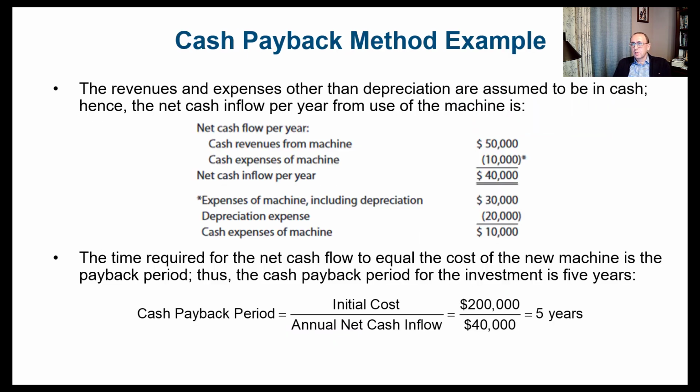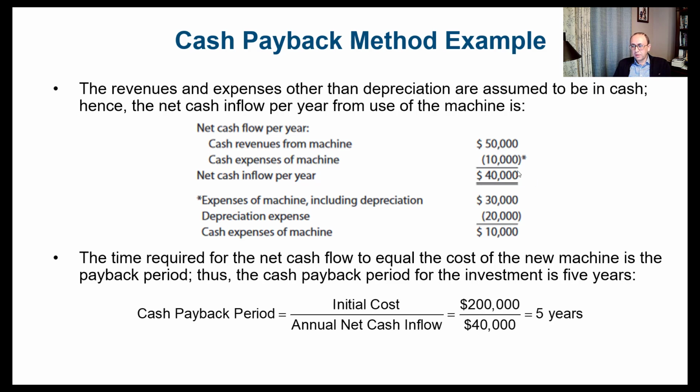So the revenue and expenses, other than depreciation, are assumed to be in cash. Hence, the net cash inflow per year from use of the machine is as follows. The cash revenue from the machine is $50,000 per year. The cash expense of the machine is $10,000, which I just showed you how we got. Looking at the bottom part of the calculation, the expense of the machine including depreciation is $30,000. We subtract the depreciation expense of $20,000 because that's a non-cash expense. So the cash expense of the machine is only $10,000. We take the $10,000 and subtract it from the cash revenue. So the net cash inflow per year is $40,000.